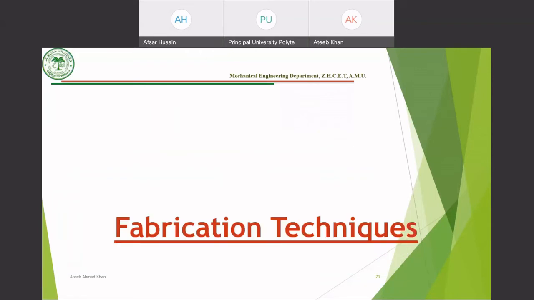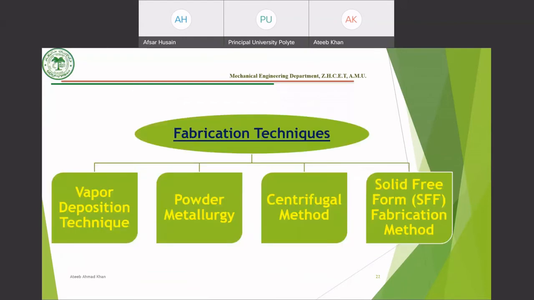Now, there are different fabrication techniques for your FGM, and they are listed in this table. The first one is vapor deposition technique. With the help of vapor deposition technique, we can only produce thin FGM. In case we want to make a bulk FGM with this technique, it will be very energy intensive, and it will be a very long time taking process. So we only manufacture thin FGM from vapor deposition technique.